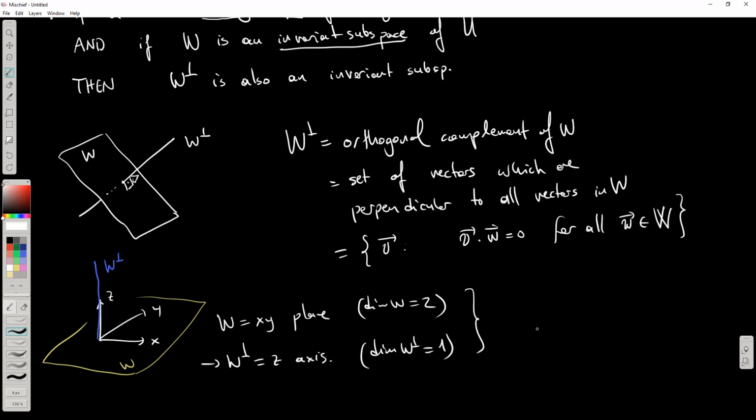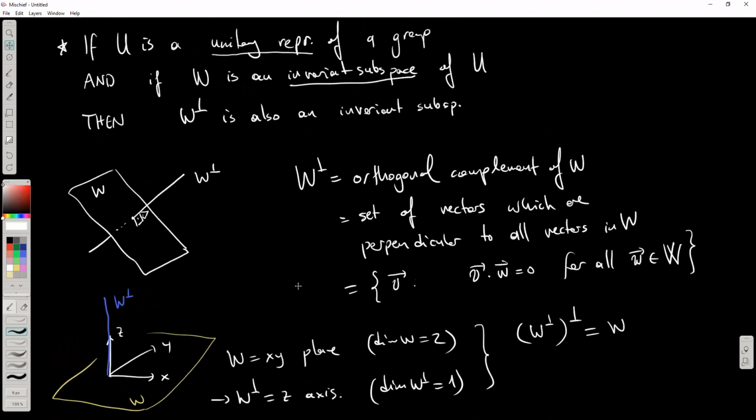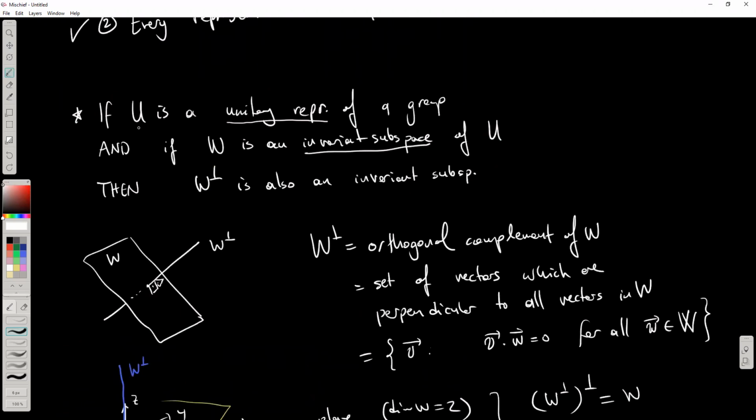These are complementary. You can actually show that the orthogonal complement of W perp is W. So these actually complete each other in a way. Okay, so it's actually some geometric construct. In any case, this theorem says that if the representation is unitary, and if there's some kind of an invariant subspace, then the orthogonal complement of the subspace is also an invariant subspace, right? So in any case, why is this so?